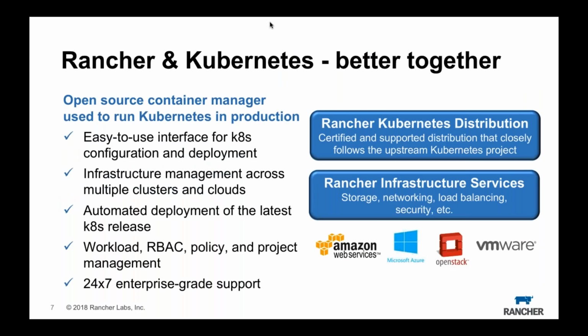Basically, what you get with Rancher is an easy-to-use interface for your deployment of Kubernetes and for your configuration. You get infrastructure management across multiple clusters and clouds. As in 1.0, we want to be pretty much agnostic to the infrastructure that you might want to use. So we want to make sure that it works on bare metal, private cloud, public cloud, what have you. We also manage RBAC security policies and allow you to manage your workloads in something that we call projects. I'm going to talk about that also in a minute.